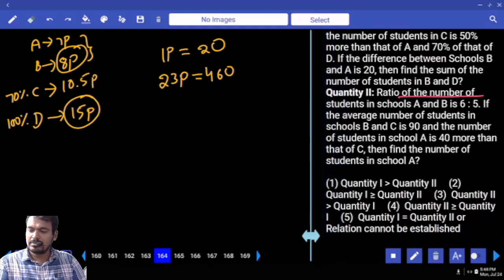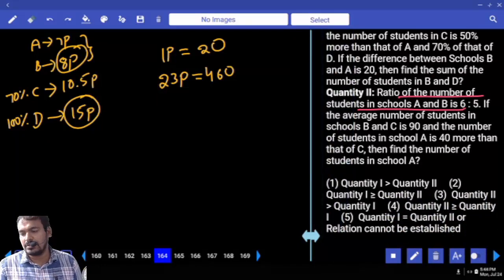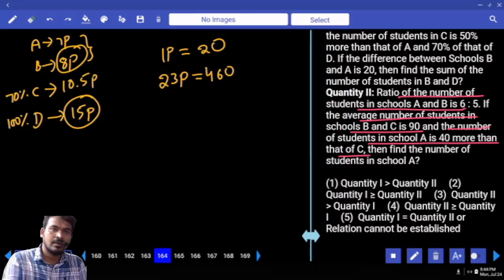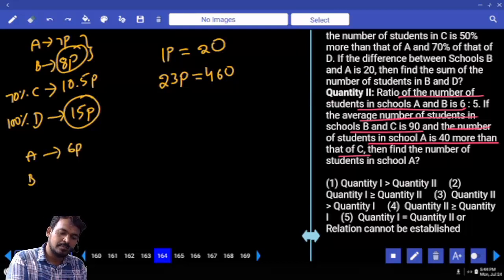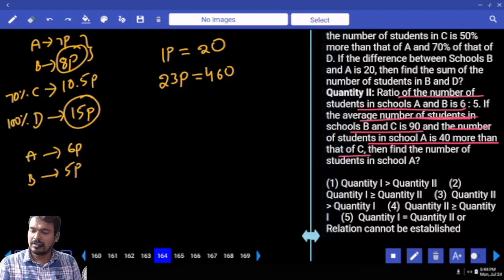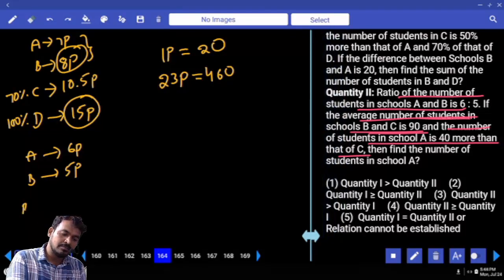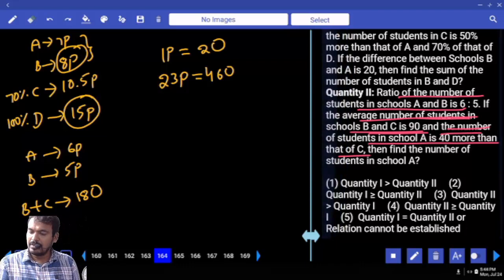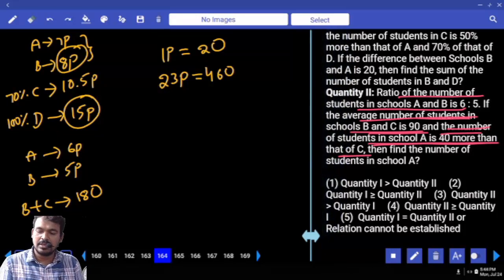The ratio of the number of students in schools A and B is 6:5, and the average number of students in B and C is 90. And the number of students in school A is 40 more than C. What is the A and B ratio? 6:5. A is 6 parts, B is 5 parts. The average number of students of B and C is 90, means B plus C sum is given as how much? 180 here.